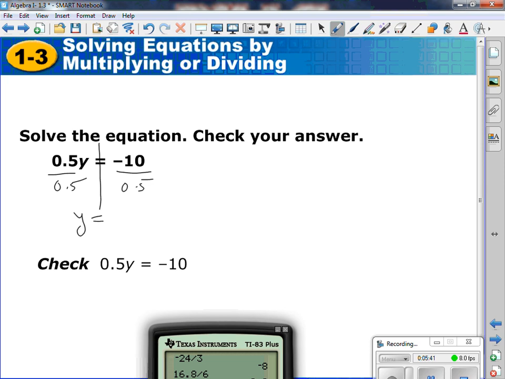Now, I know I can grab a calculator, and it can do the math for me. But there's two ways. First way, I'm going to change this to a fraction. So this really says negative 10 divided by, what's 0.5 as a fraction? 1/2 or 5/10. Now, when I divide fractions, what must I do? Can I divide a fraction? No. What do I need to do?